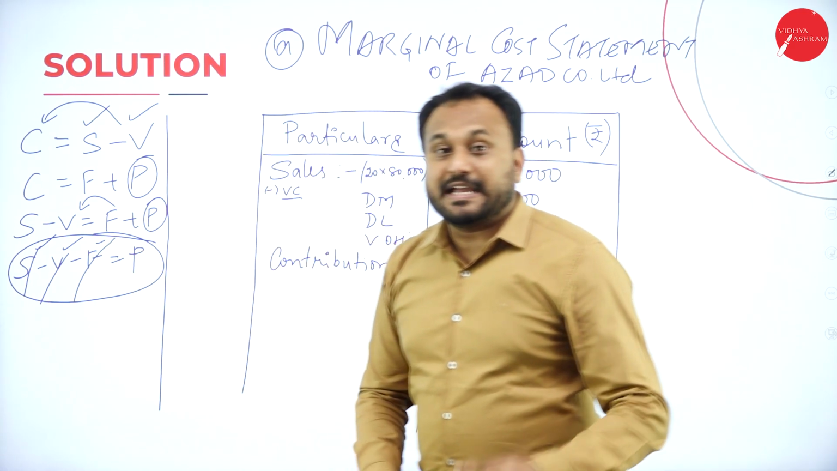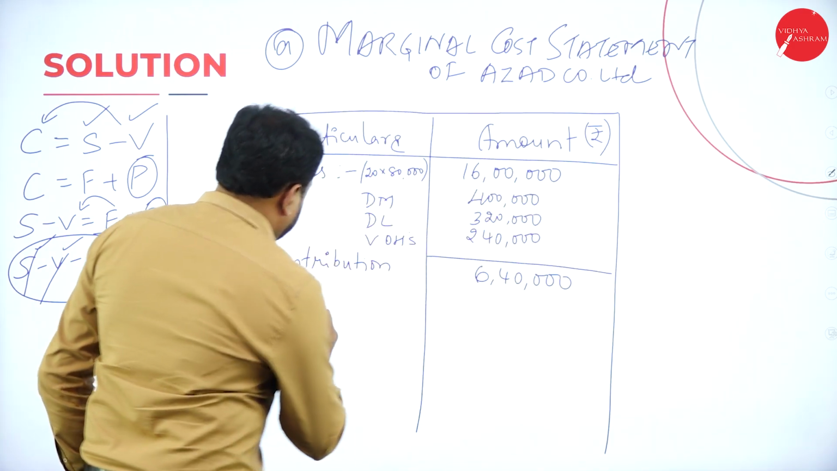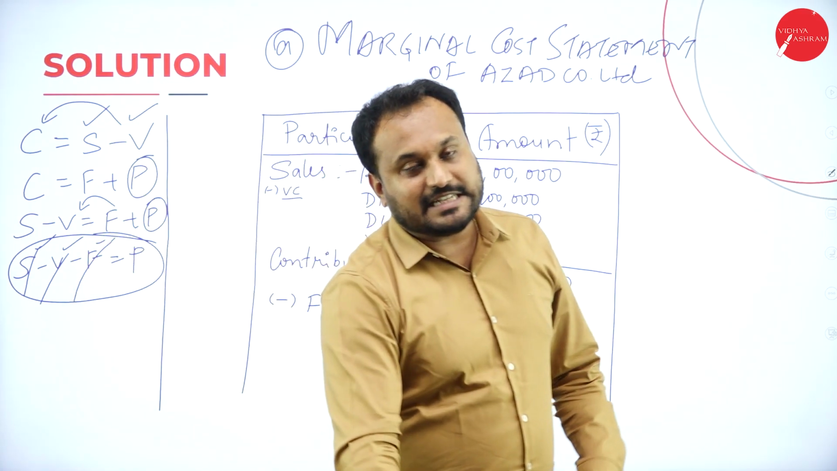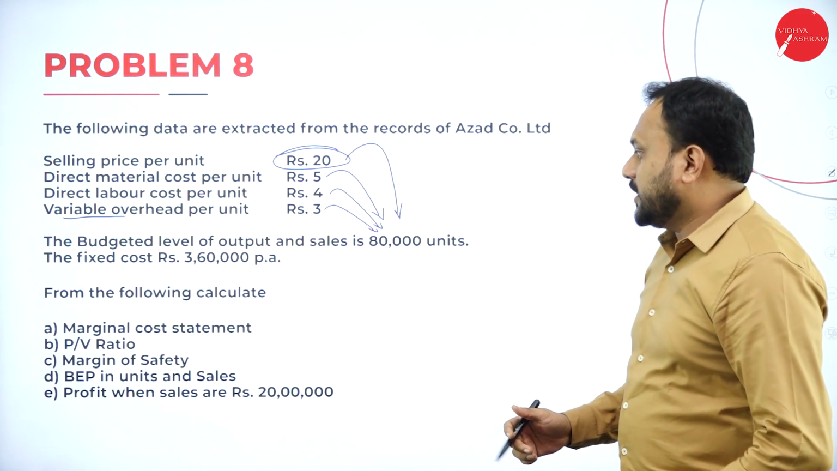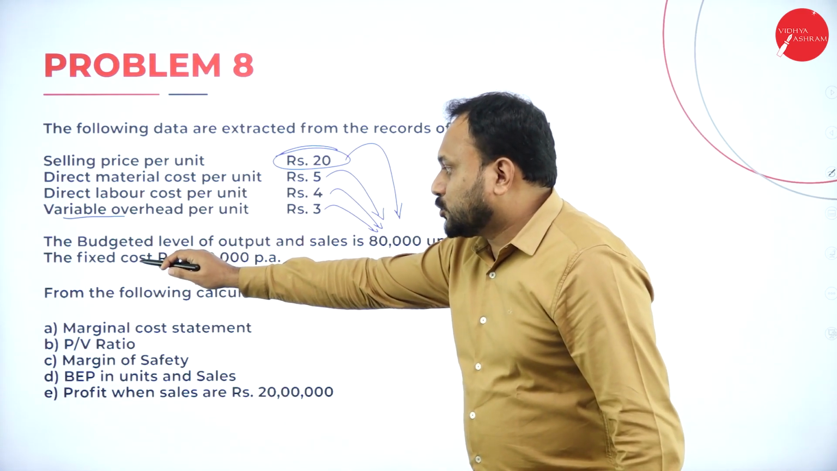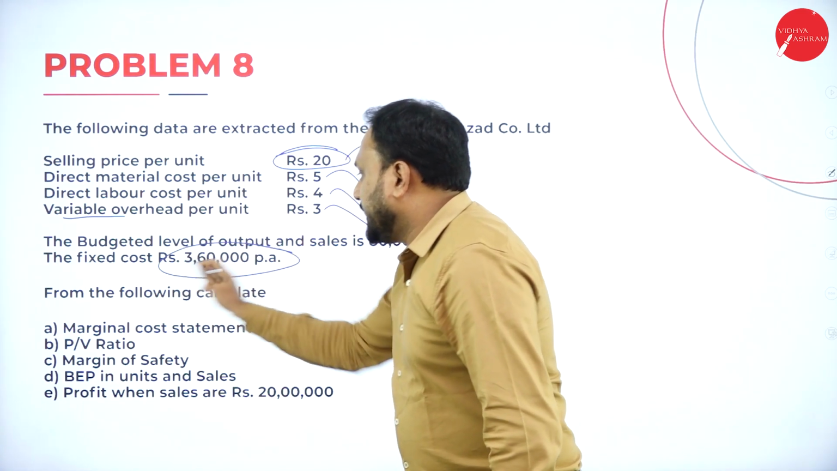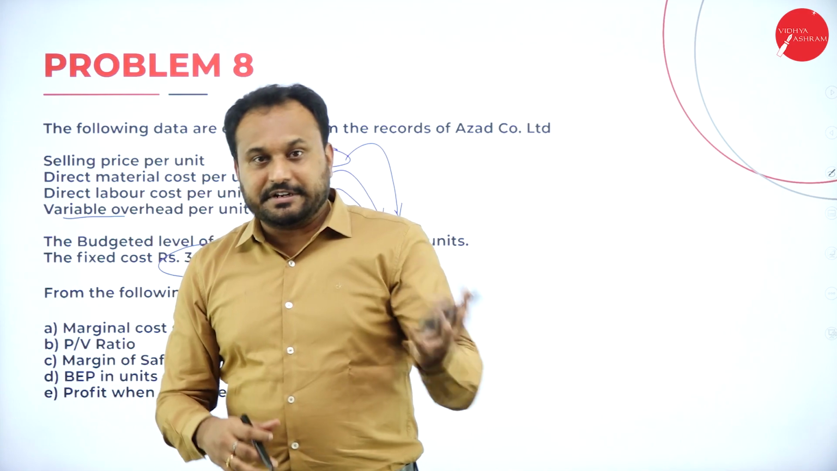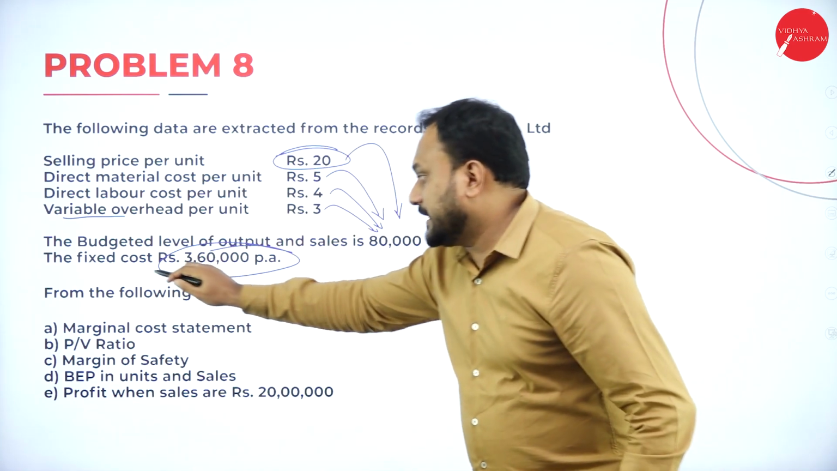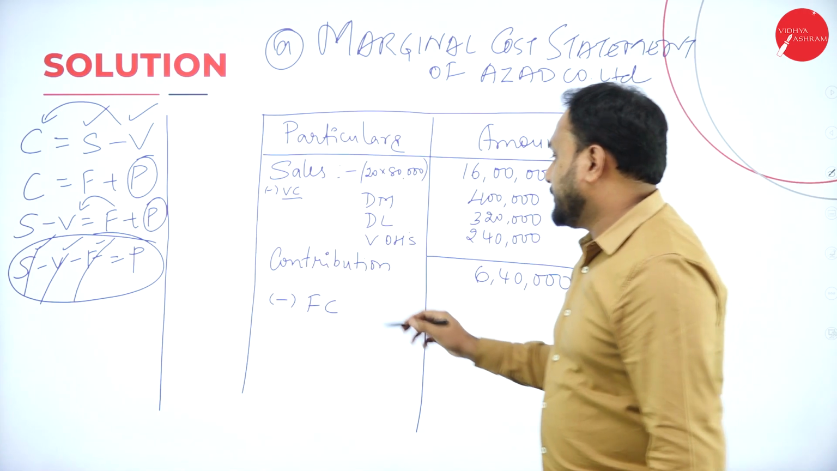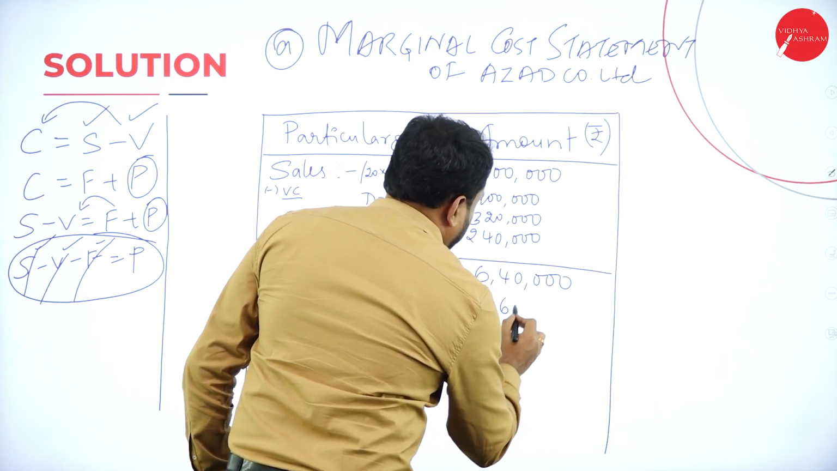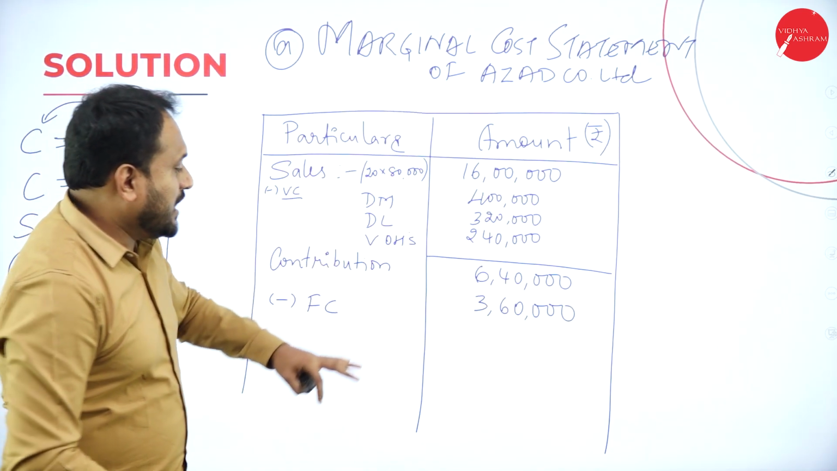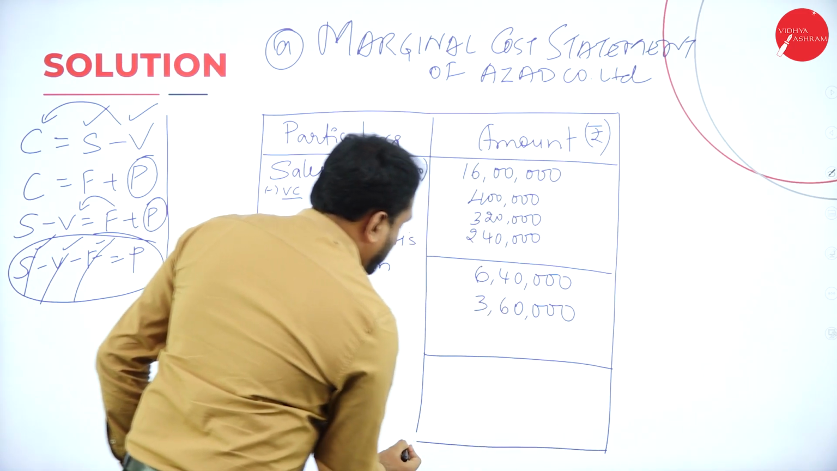After that, what exactly we are supposed to do is very simple. Minus fixed cost. So contribution minus fixed cost. Now how much is our fixed cost? Please understand the fixed cost. Let's go back to the question here. Now fixed cost is how much? The fixed cost is rupees 3,60,000 per annum. See, they have not given per unit. If they would have given per unit, the calculation would be different, but now they have given the full amount, that is 3,60,000. So we'll write here fixed cost 3,60,000. So hope you people got this.